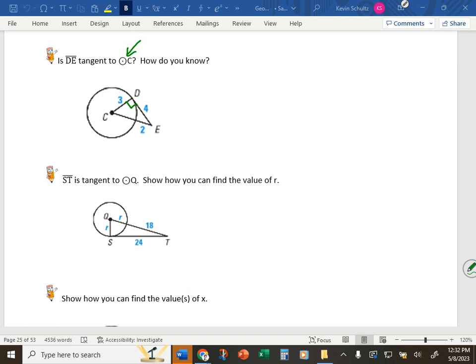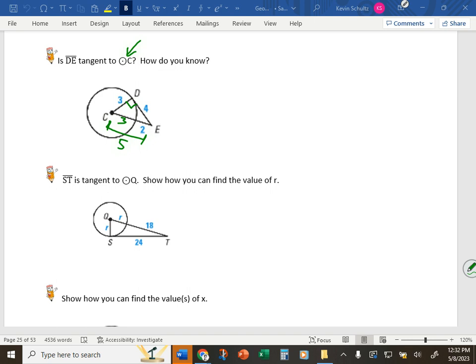Because the other part of the line is a radius, this hypotenuse is made up of it. This section of the hypotenuse is another radius of the circle, which means we know from here to here is 3 plus 2, this whole distance, is 5. Therefore, it is a right triangle. Therefore, DE is a tangent line.